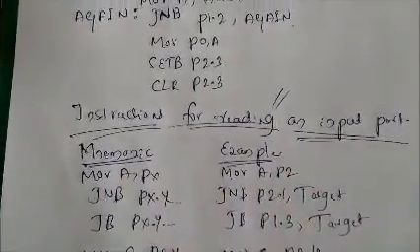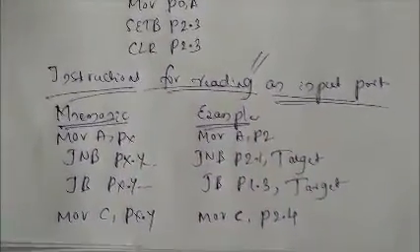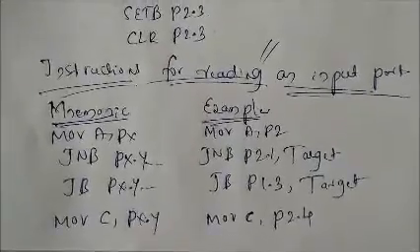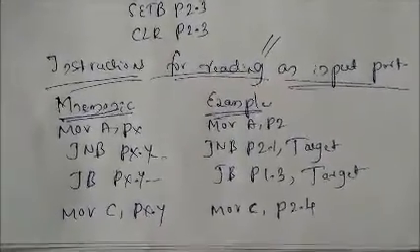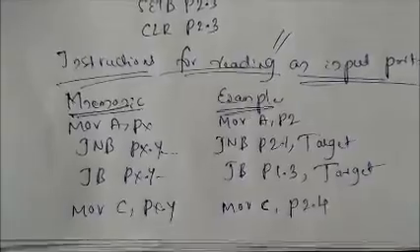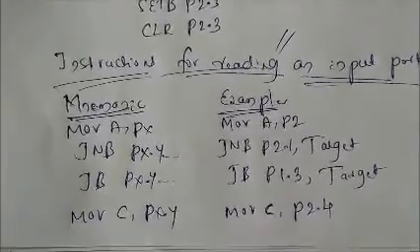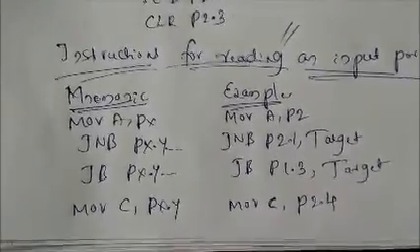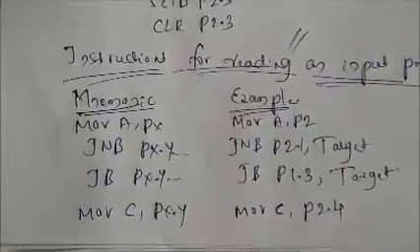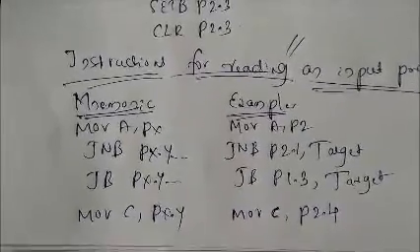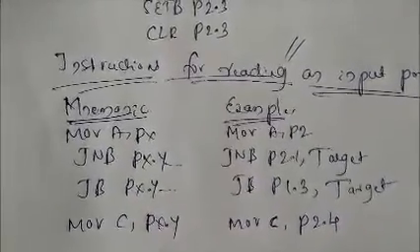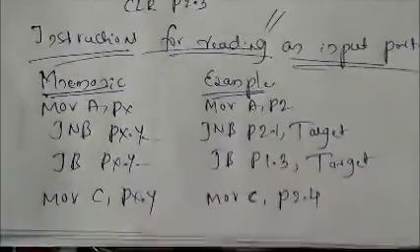instructions for reading an input port. So whatever we covered just now by using JB and JNB here. Is it clear? So the input port is nothing but some data is inside the input port. I want to read it, but I don't know what the data is. If you want to read it, we are going to use some instructions. So what are the instructions here?